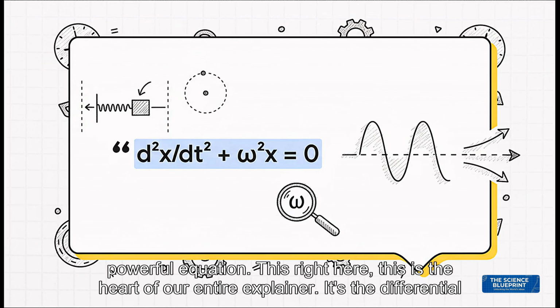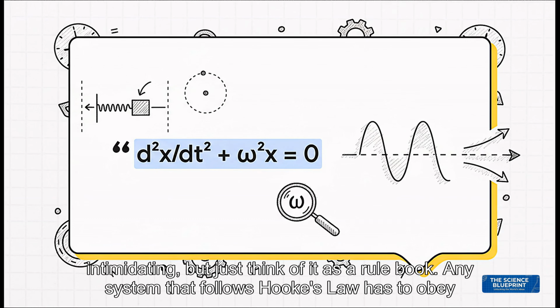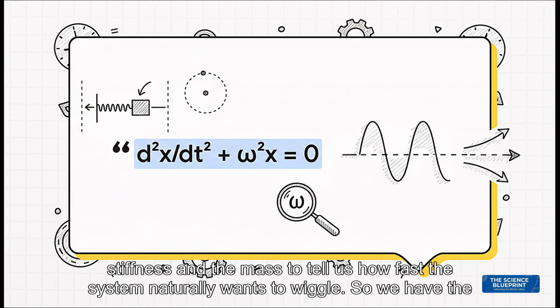This right here, this is the heart of our entire explainer. It's the differential equation for what we call simple harmonic motion, or SHM. Now, I know it might look a little intimidating, but just think of it as a rule book. Any system that follows Hooke's law has to obey this rule. And that omega symbol, think of it as a single number that packages up the spring stiffness and the mass to tell us how fast the system naturally wants to wiggle.